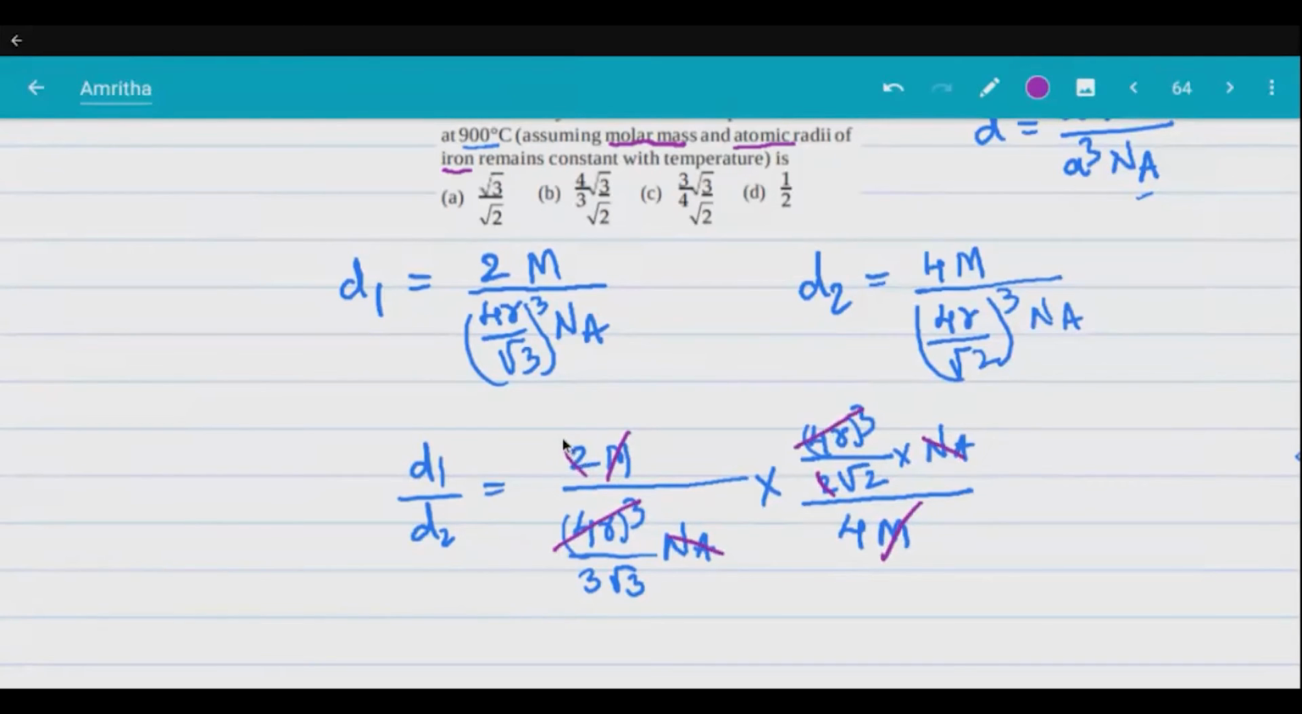Okay, so now what is remaining here? 3 root 3. This 4 is left here. Okay, 3, and root 2 and root 3. So what is the correct answer now? 4 comes to the numerator. Yes, 4 comes to the numerator. Okay, 4 by, this root 3 also comes to the numerator, right? 4 comes to the numerator. Is it so? 4 is 4R cube, root 3 whole cube, 3 root 3.